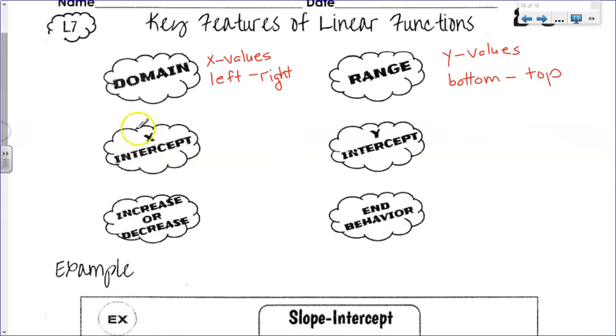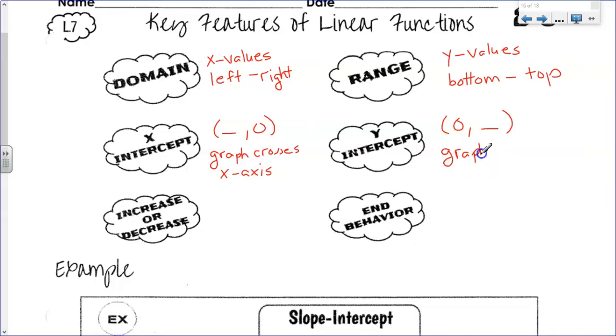Okay, our x-intercept we talked about before. Anytime we know the x-intercept, we know that y is 0. It's where the graph crosses the x-axis. And we have been doing y-intercept a lot because that's our starting point when we're in y equals mx plus b. And here we know x is 0 and then y changes, and it's where the graph crosses the y-axis.